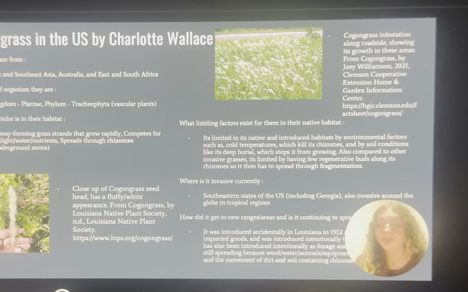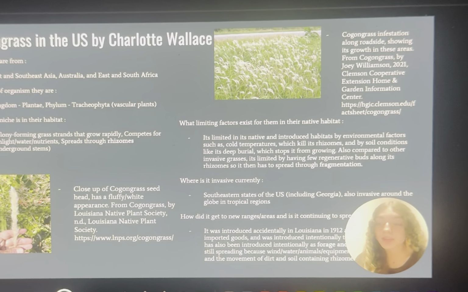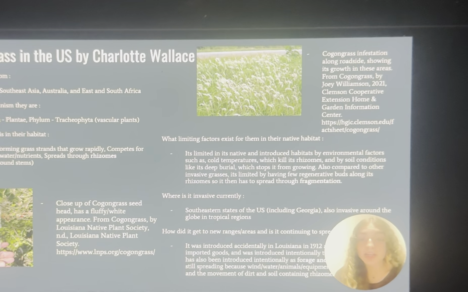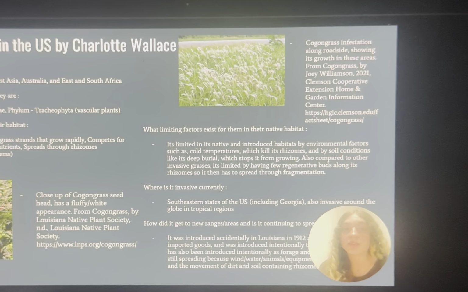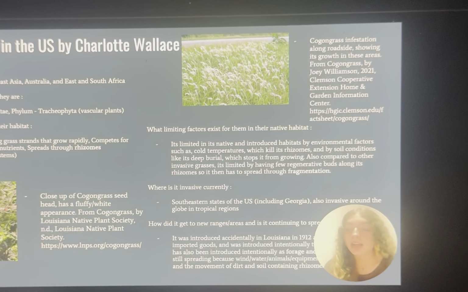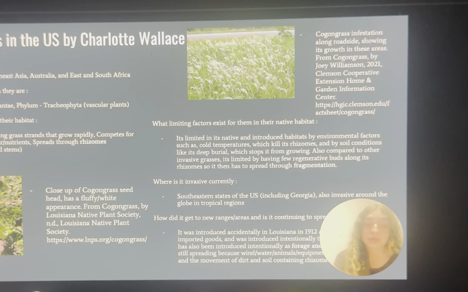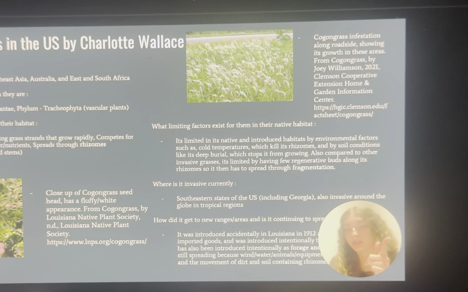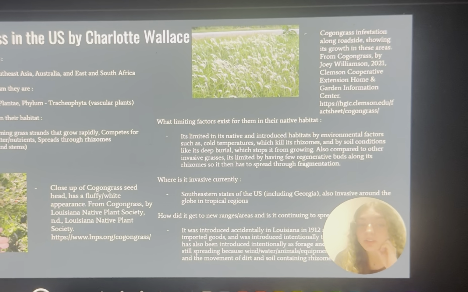It has also been introduced as forage and erosion control. It is still spreading because wind, water, animals, and equipment disperse the seeds, and the movement of dirt and soil containing rhizome fragments is then spread. And at the top you can see this picture of a Kogan grass infestation along a roadside.